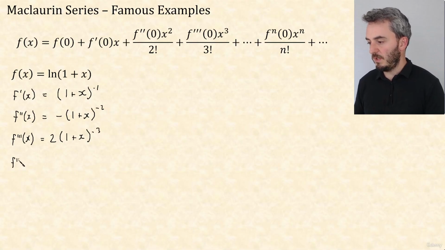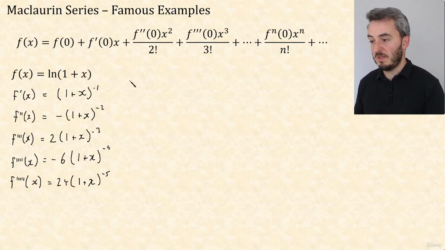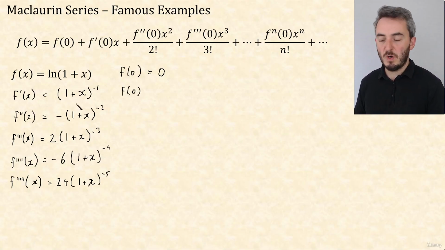The fourth derivative, I mean, look, in an exam question they tell you how far to go, but let's just explore this for fun. Minus 6 times 1 plus x to the minus 4. Let's just do one more. So the fifth derivative is 24, 1 plus x to the minus 5. So evaluated at 0, f of 0 is ln of 1, which is 0. Then everything in these brackets is always just going to be 1, because 1 plus 0 raised to any power is always 1. So we've just got 1 here.